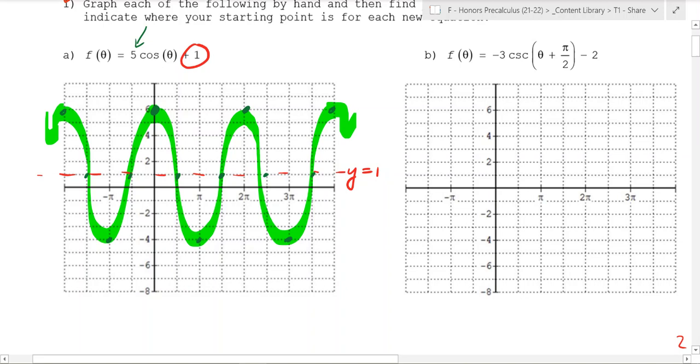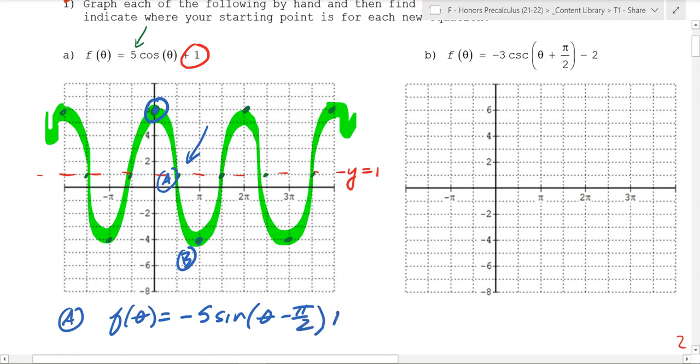Now, this one you can think of as starting here, like that was our anchor point. Let's see if we wanted it to start here instead. We'll call that point A, and we'll call this point B. If we wanted it to start at point A, one function for that could be f of theta equals -5 sine of... Sine usually starts at the origin, but A is going to be over to the right pi over 2. So it's going to be -5 sine theta minus pi over 2 plus 1.